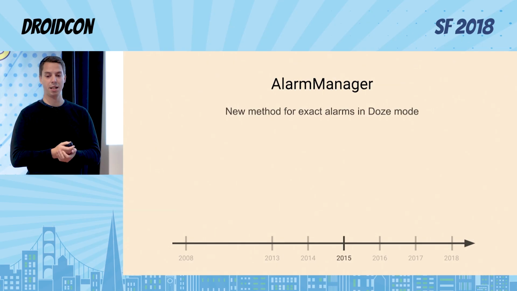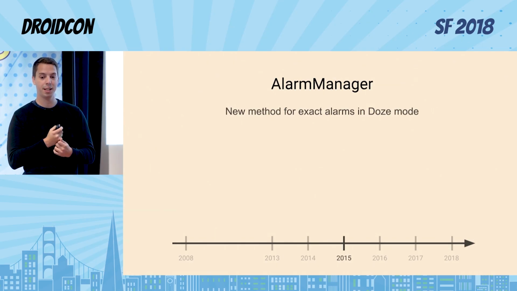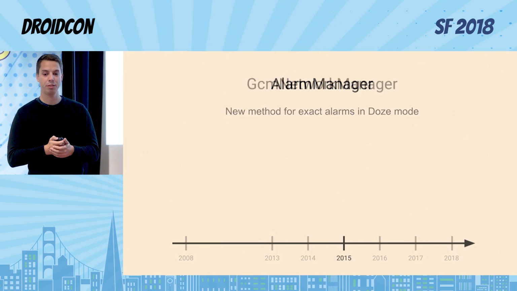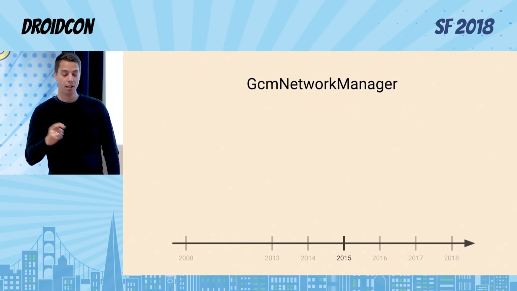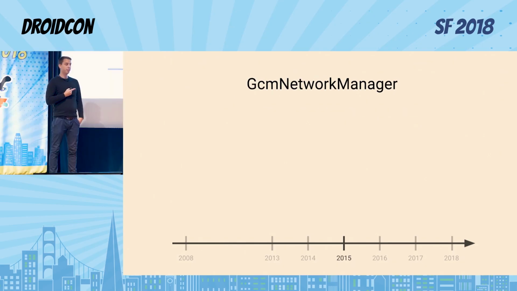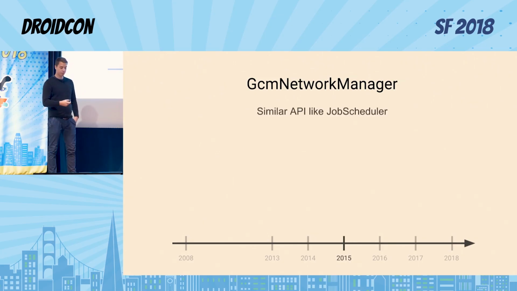So we got another API for that, and silently under the hood, they changed the behavior of the existing APIs again. So again, something you need to be aware of. Also in the same year, Google released the GCM Network Manager. And that's also a really great API because it's very similar to Job Scheduler in one way.